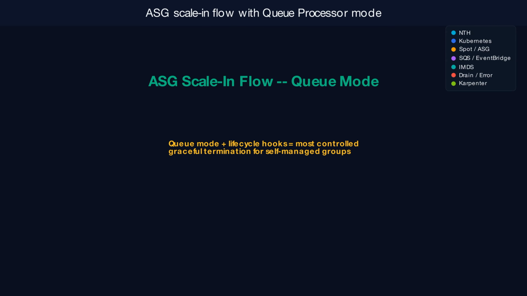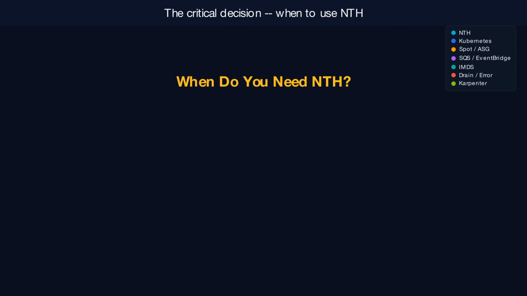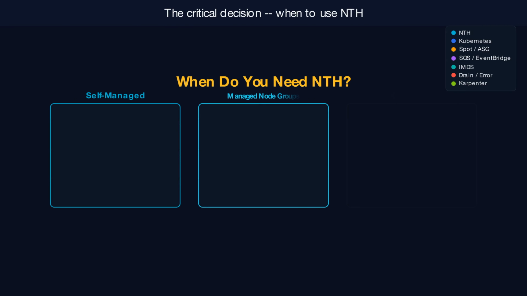This is the most important decision in modern EKS architecture. Do you even need NTH? The answer depends entirely on how your nodes are managed. For self-managed node groups, yes, NTH is highly relevant. You own the auto-scaling group behavior.